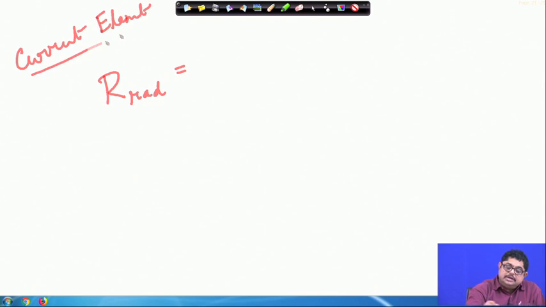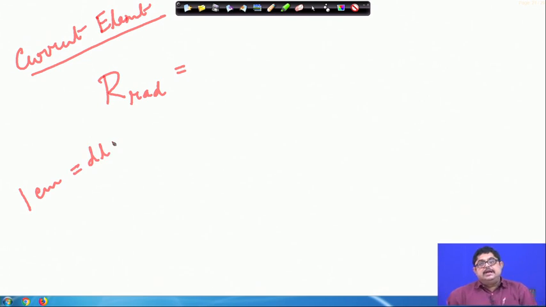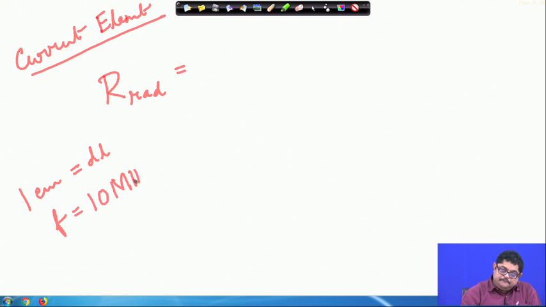Let us calculate. Suppose I have a 1 centimeter Hertzian dipole, that means my dl is 1 centimeter, and I want to radiate, let us say, 1 watt of power. At which frequency, that is important. Let us say f is 10 megahertz. So, I want to transmit 1 watt. 1 watt of power is sizable RF power.